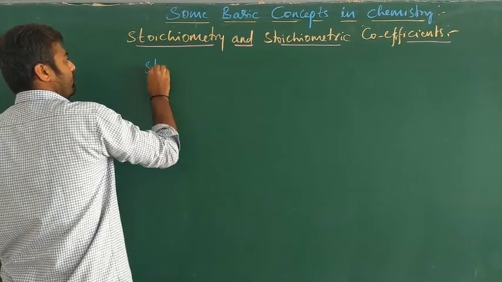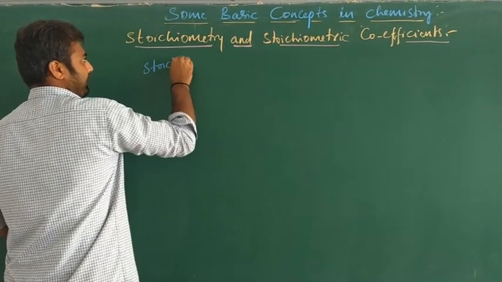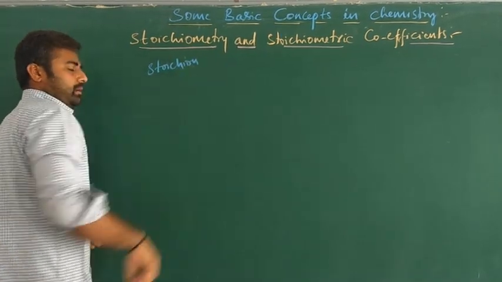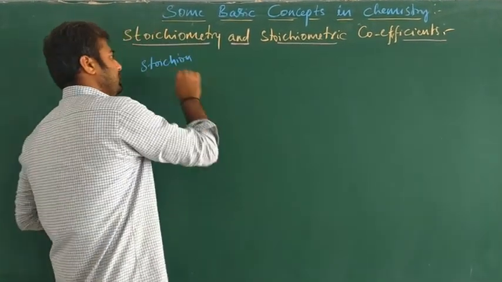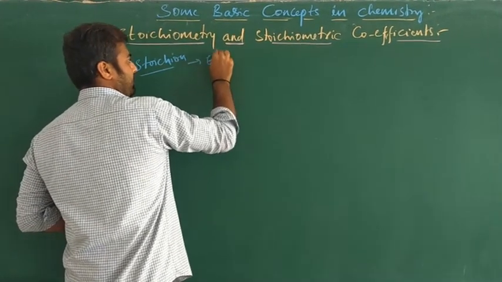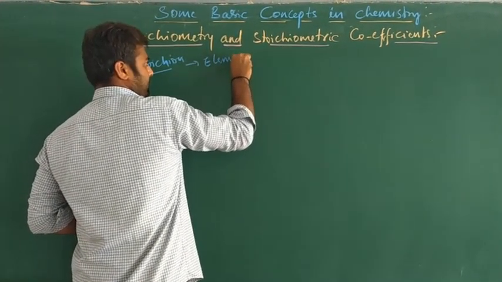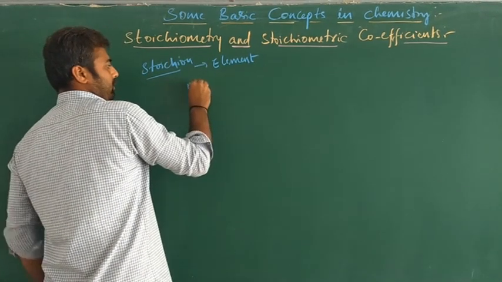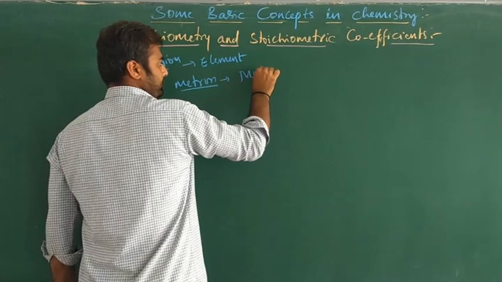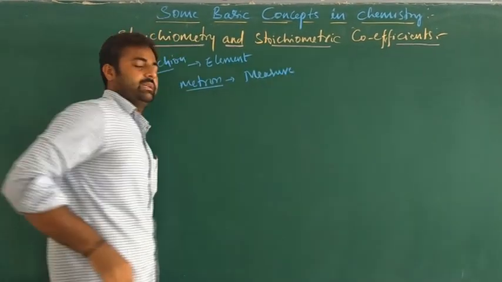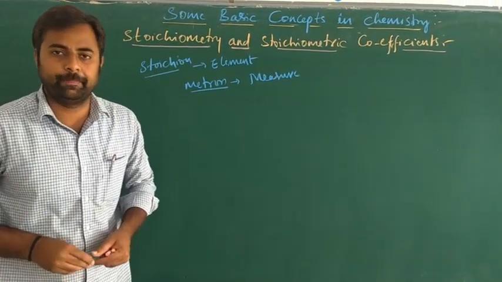Here, this stoichiometry, the word is obtained from two Greek words. Stoicheion means element, metron means measurement or measure. Simply we can say that stoichiometry means measurement of element.